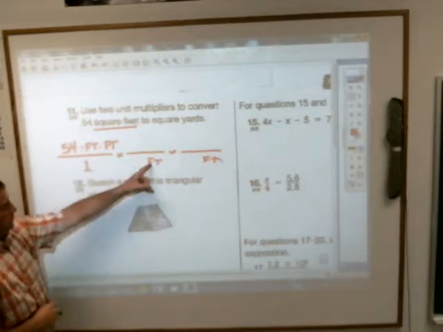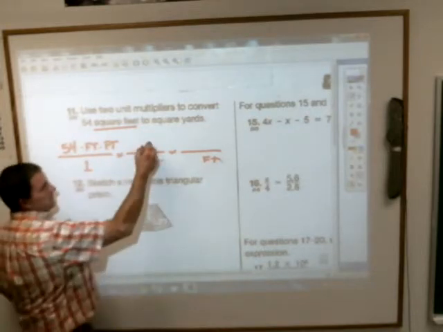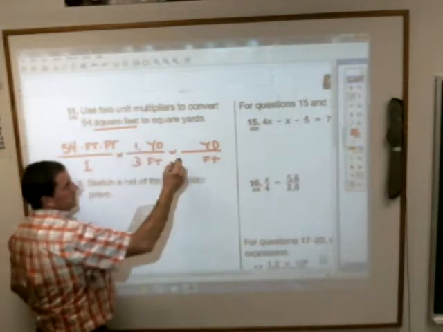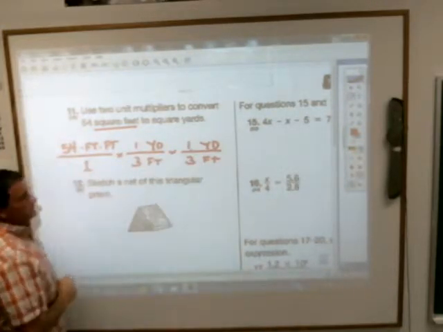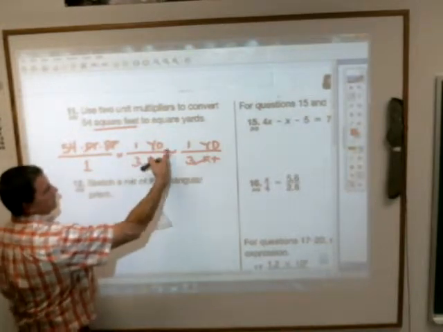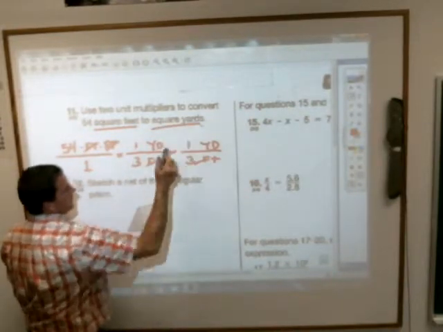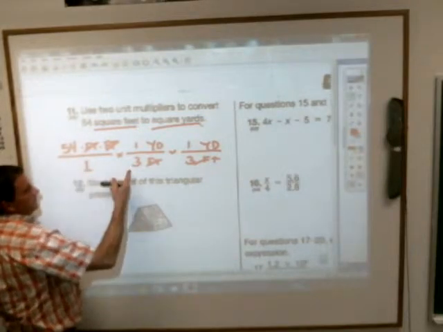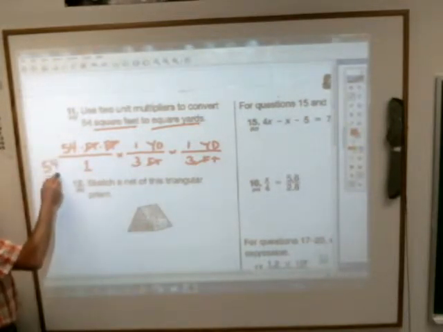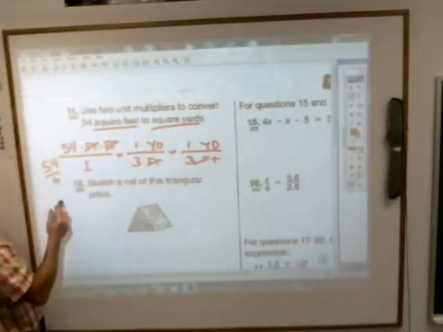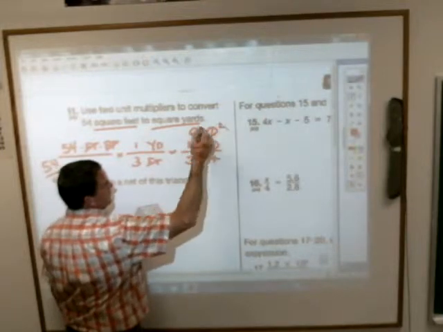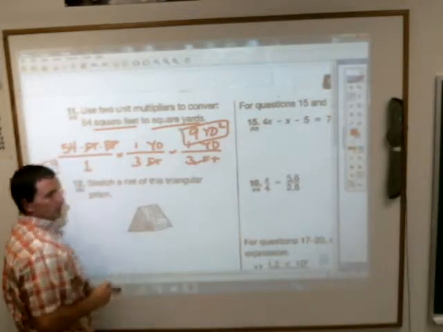Okay, you need a foot there and a foot there. You're changing them into yards. There are 3 feet in 1 yard. And that's where if you cross things out, you end up with yards squared, which is what you want, square yards. It's going to be 54 divided by 6. 54 over 6, and that's where the 9 comes from. 9 yards squared.